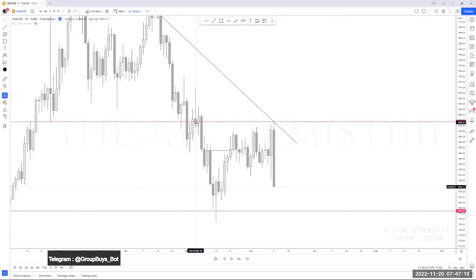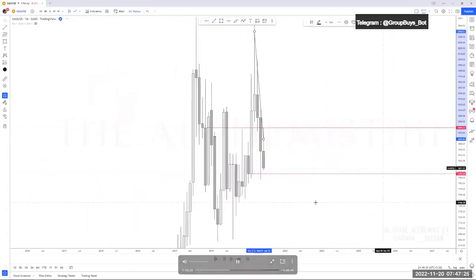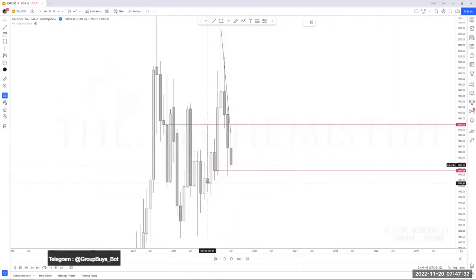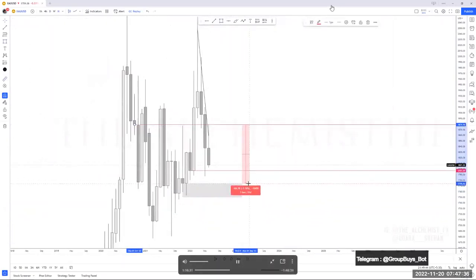Okay, so what happens? Tapped, there it comes. So this is how you could have played with the monthly. So if you take a sell here, where is your next target? Here. So the next monthly support. Just think of it. How much is the pip count?